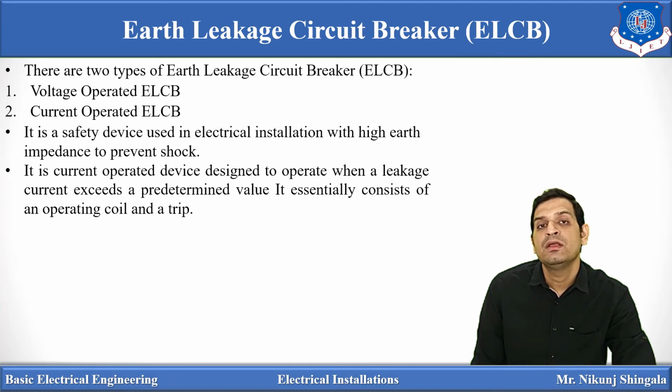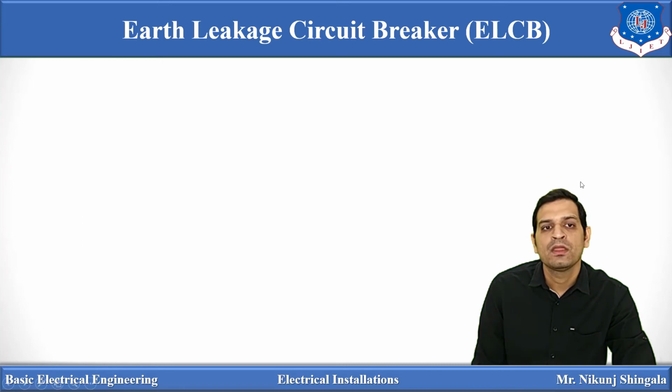So when insulation material loses its property, current will flow from the conductor to the metal part, that is the outer body, and that current is nothing but the leakage current. So ELCB is basically a device which operates when leakage current exceeds the predetermined value. It essentially consists of two things: an operating coil and a tripping mechanism.